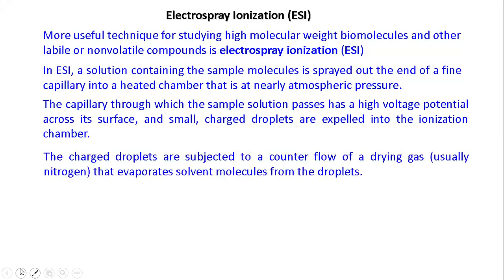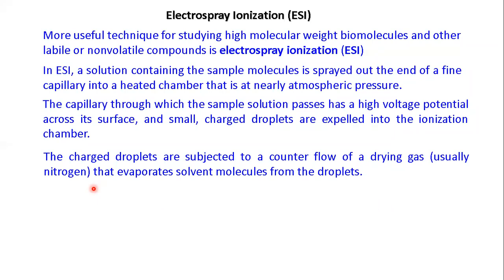Let me show you actually how it happens. You will understand more easily when I show the diagram. The charged droplets are subjected to a counter flow of drying gas, mostly nitrogen, or inert gases are used to dry the droplet. So ultimately, you are using the sample solution and allowing it to pass through a capillary that has a potential gradient around the surface. That will allow the molecule to gain the charge, and when coming out from the mouth of the capillary, it will come as a droplet.